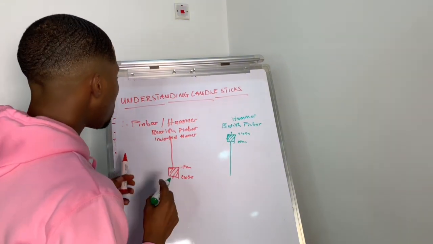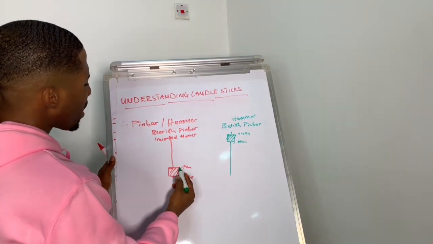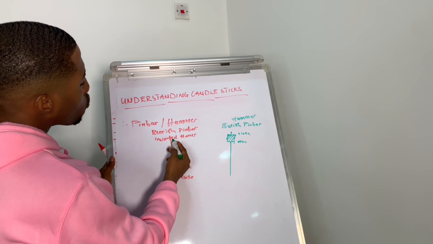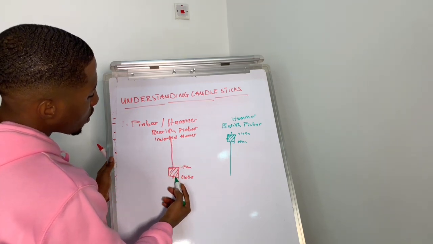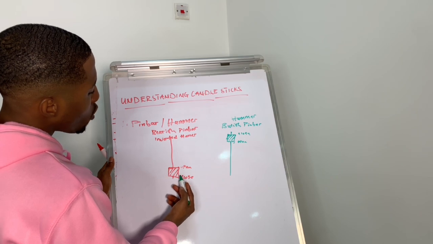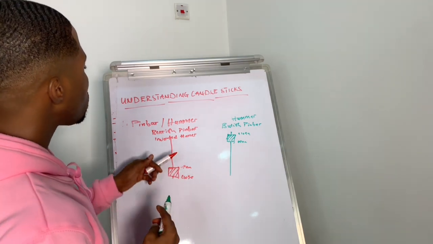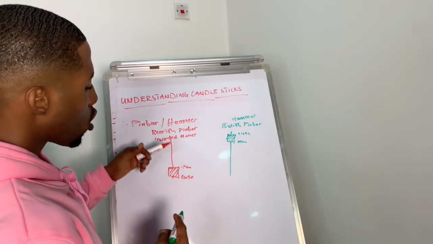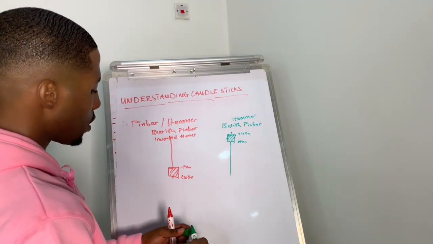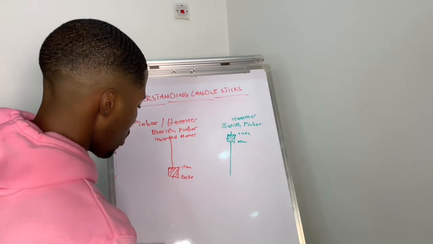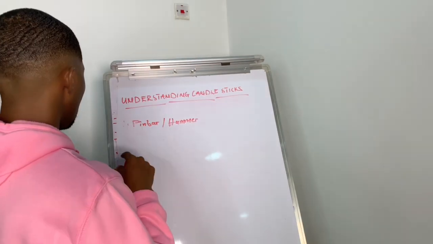And for the bearish pin bar, the market opened here and it went up to this point, but the sellers still dragged the market down and it closed below the opening of the market. So this makes it a bearish pin bar or an inverted hammer. I hope you are understanding these explanations.